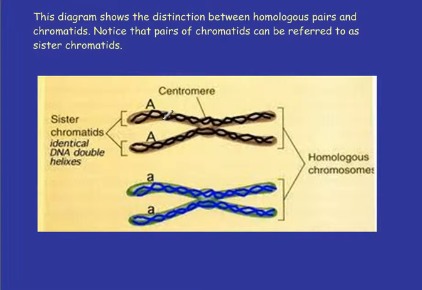In this diagram, we're just again showing a homologous pair of chromosomes and distinguishing between the two chromatids. You'll also notice the term sister chromatids, so we can use this term when we're talking about the two identical chromatids. But notice that, for example, capital A, this chromatid, is not identical to this chromatid, but it does code for the same genes.